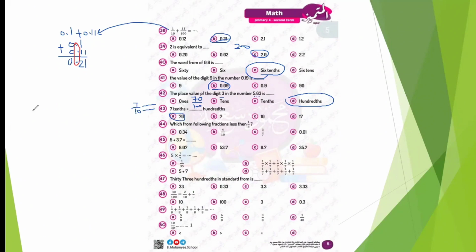How can I check the answer? If I want to write 70/100th as a decimal, it will be 0.70.